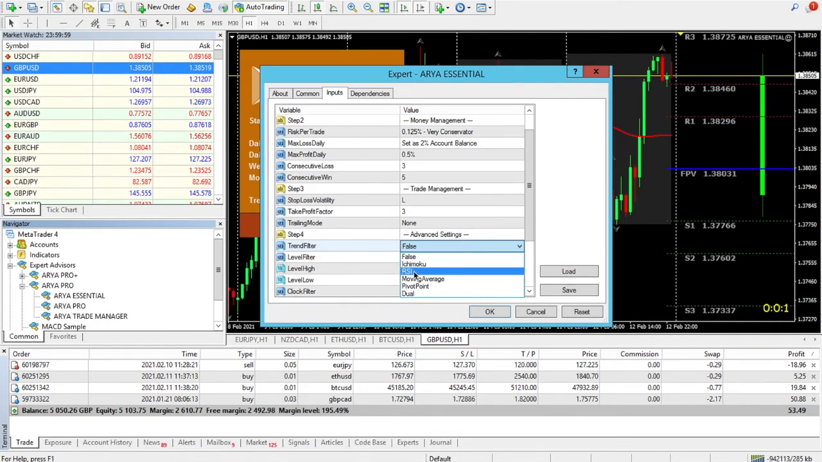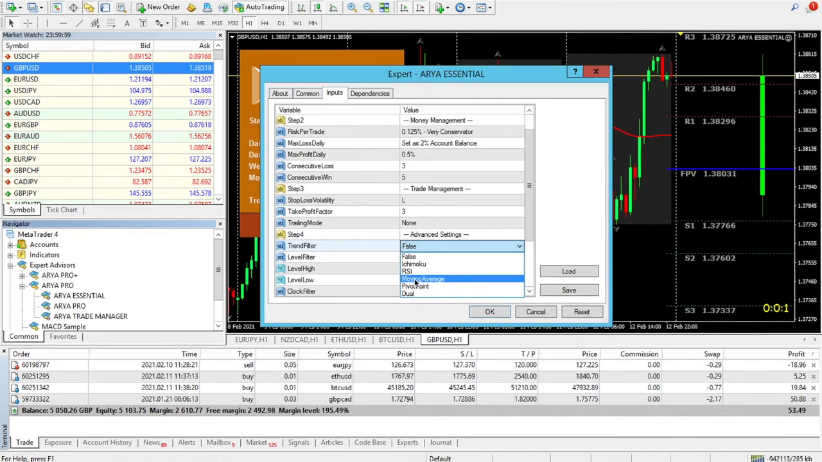The RSI Trend Filter is the relative strength index, and it indicates the current strength or weakness of the market based on the closing prices of recent trading periods. Arya will be able to buy when the RSI value is above 50 and sell when the RSI value is below 50. You can also choose a moving average trend filter.